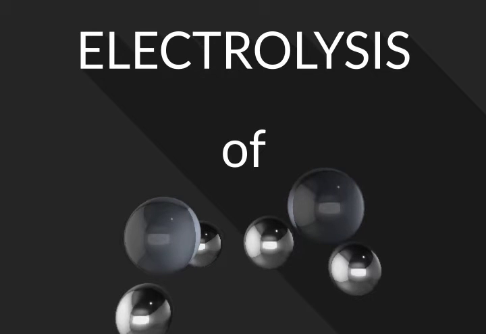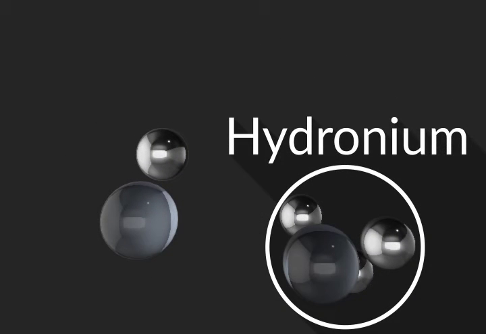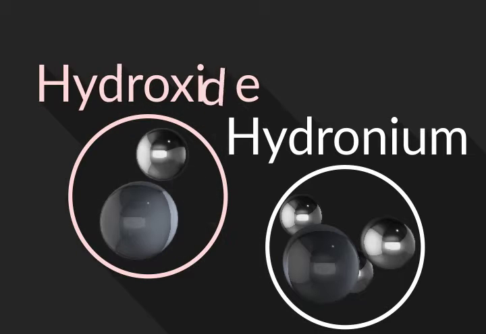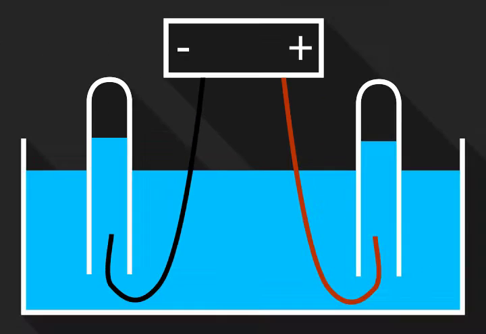As you have previously learned before, water naturally self-ionizes, meaning that water dissociates into hydronium, also known as H3O+, and hydroxide, also known as OH-. However, very few of these ions are normally present in pure water. The concentration of these ions can be increased using a process known as electrolysis. Electrolysis of water is the oxidation-reduction reaction, or redox reaction, that occurs when a voltage is applied to the water.